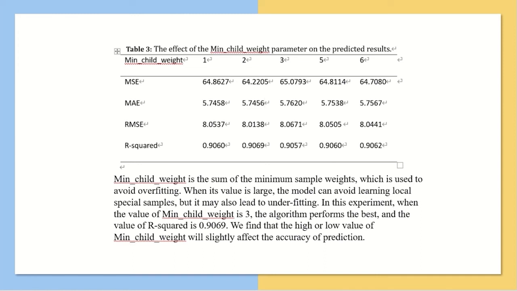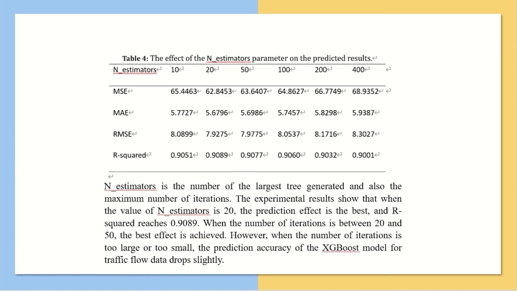In this experiment, when the value of min child weight is 3, the algorithm performs the best, and the value of R-squared is 0.9. We find that the high or low value of min child weight will slightly affect the accuracy of prediction.